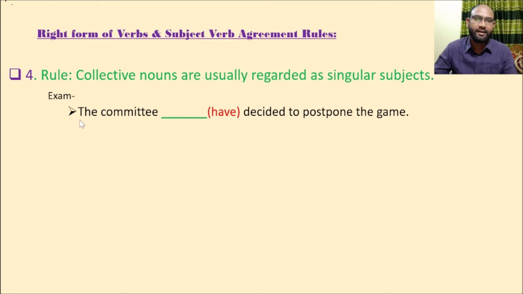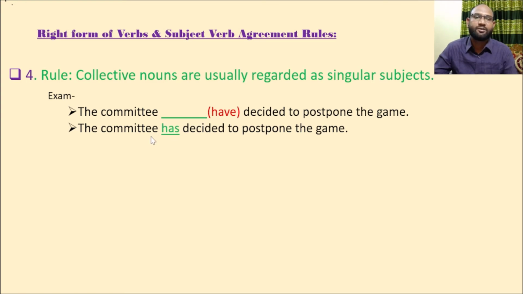Here the committee is a collective noun, and so we will use after this word a singular form of verb. Singular. The committee has decided to postpone the game. Here has is a singular verb. Though committee looks like a plural form, it is a collective noun, and so we will use here a singular form of verb.